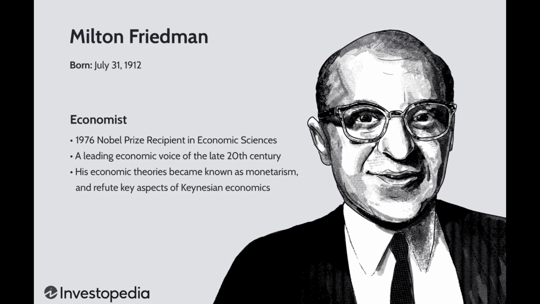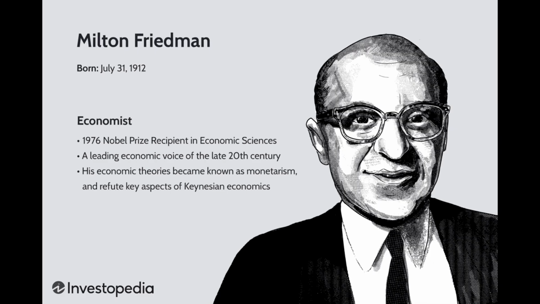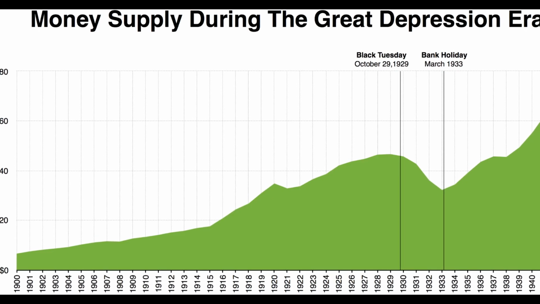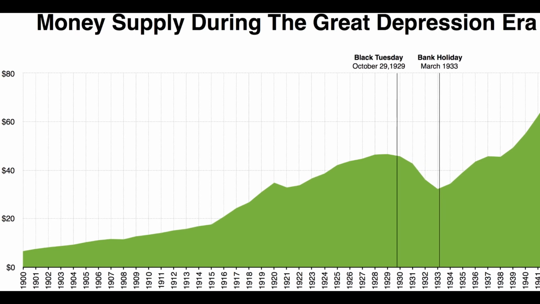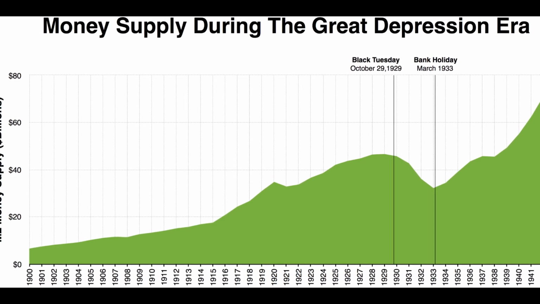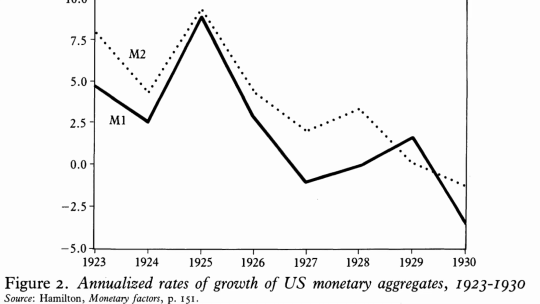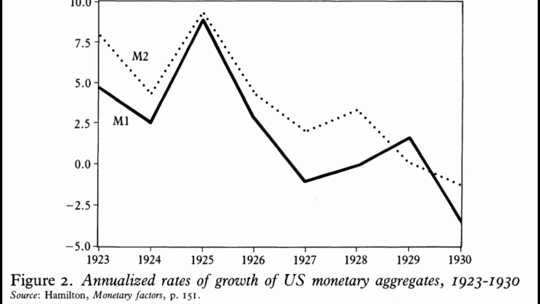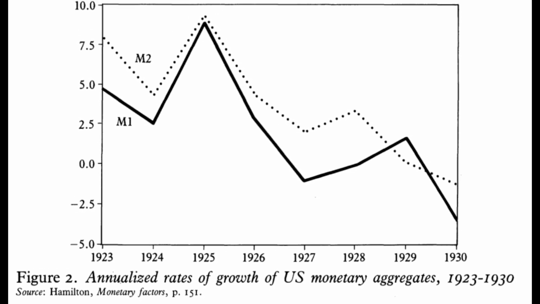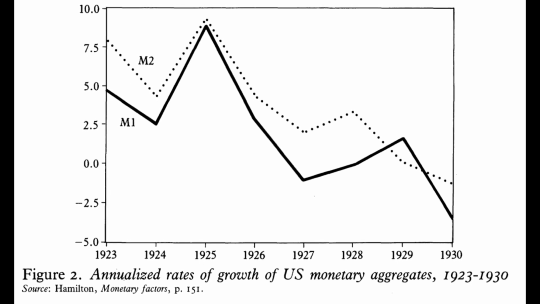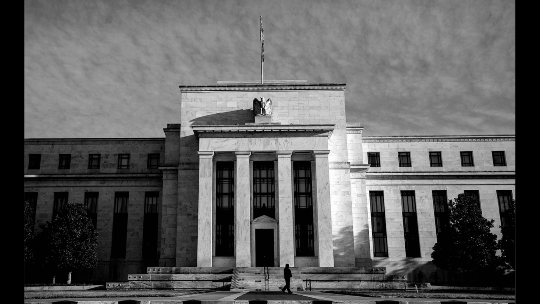The monetarist school, led by economists like Milton Friedman and Anna Schwartz, focuses on the role of the money supply and monetary policy as key determinants of economic performance. Monetarists argue that the Great Depression was largely caused by a catastrophic contraction in the money supply, exacerbated by the Federal Reserve's failures. Cause of the crisis.